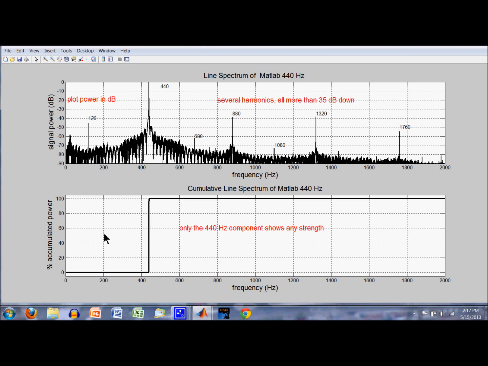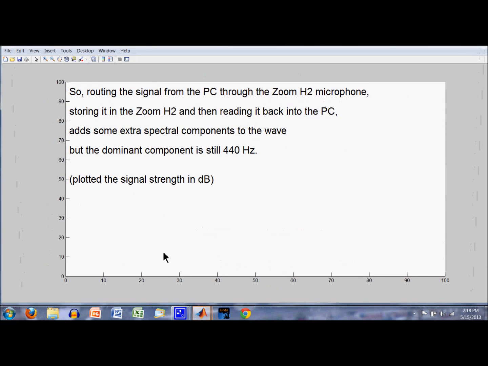But when we take the cumulative line spectrum, which adds up power and goes across left to right, we only get a big contribution at 440 because these other individual spikes here are slender and isolated and weak. For example, the one here at 120 is down 45 dB. Here's one that's down 40 dB and so forth. So the cumulative line spectrum gives us a feel for what is really important in a line spectrum. And that's the signal after it came back into the computer. It sounds just like the regular 440 hertz signal.